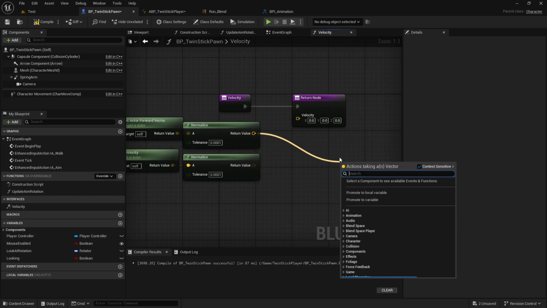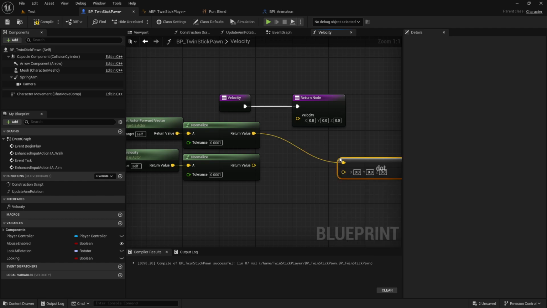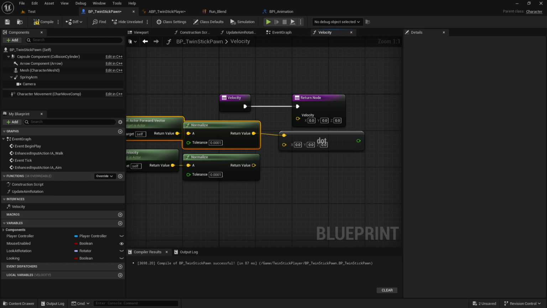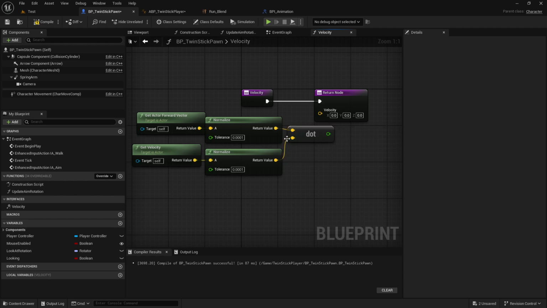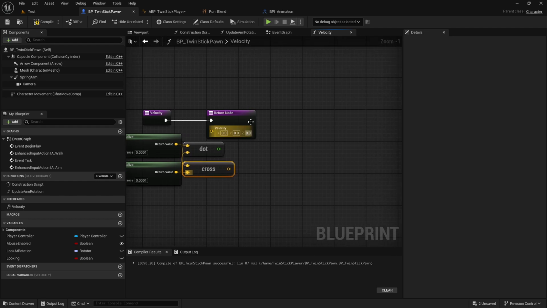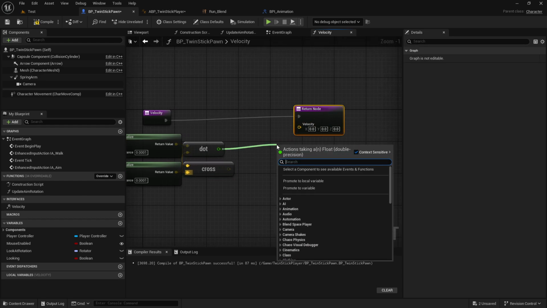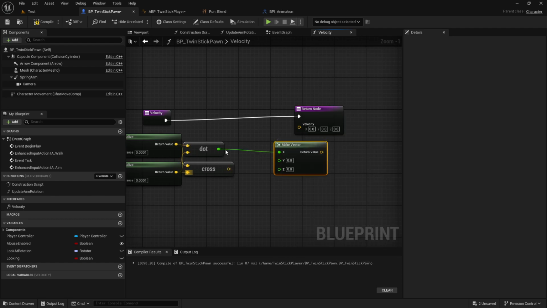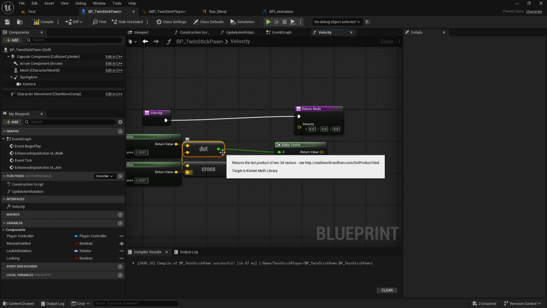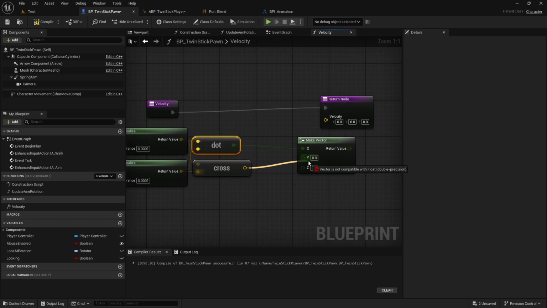And then if we just pull a pin out and we search dot, there you go. We have the dot product. This is going to tell us how forward we're moving. We're going to do a dot product between the normalized forward vector and the normalized velocity. Same thing, we're going to do a cross product between the normalized forward vector and the normalized velocity. We are going to make a new vector out of that, with the X being the dot product like we talked about, because X is the forward axis, and the Y being the cross product.